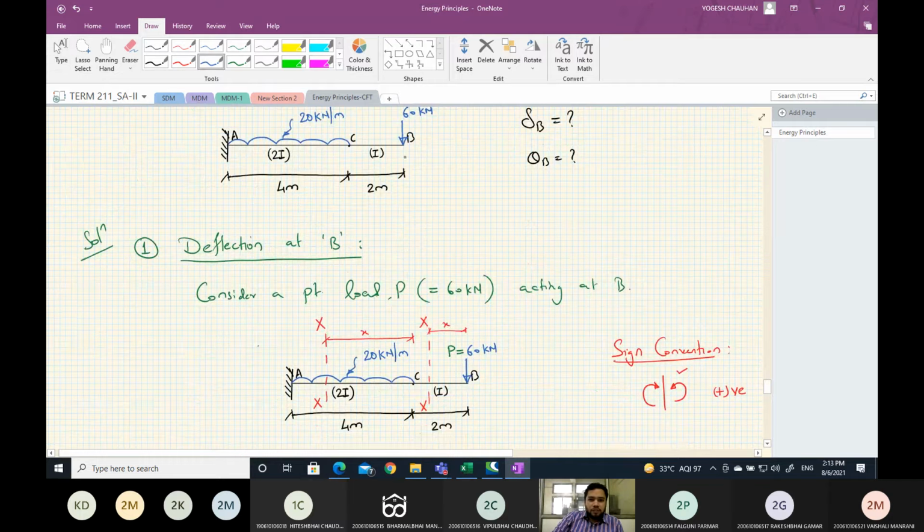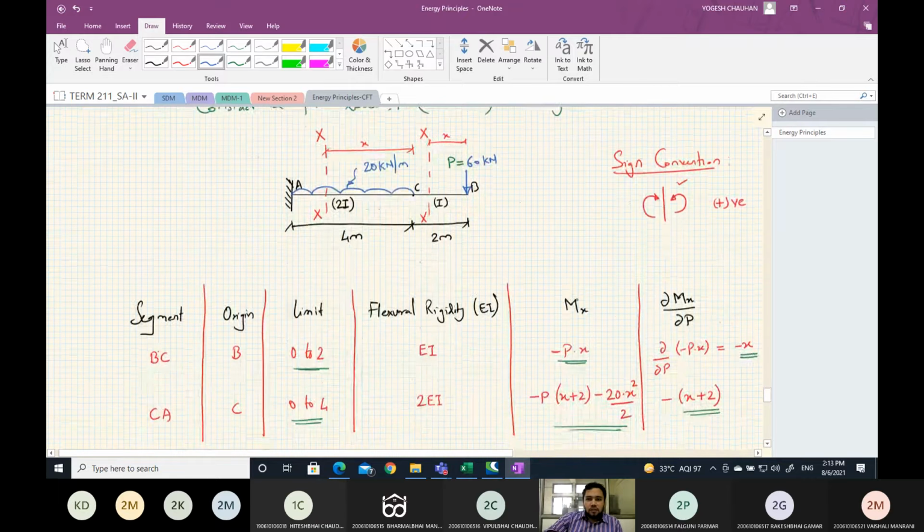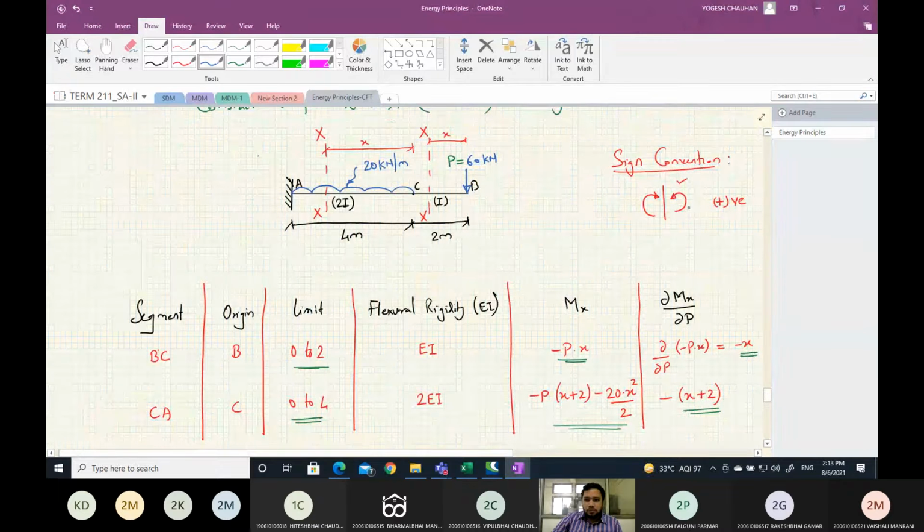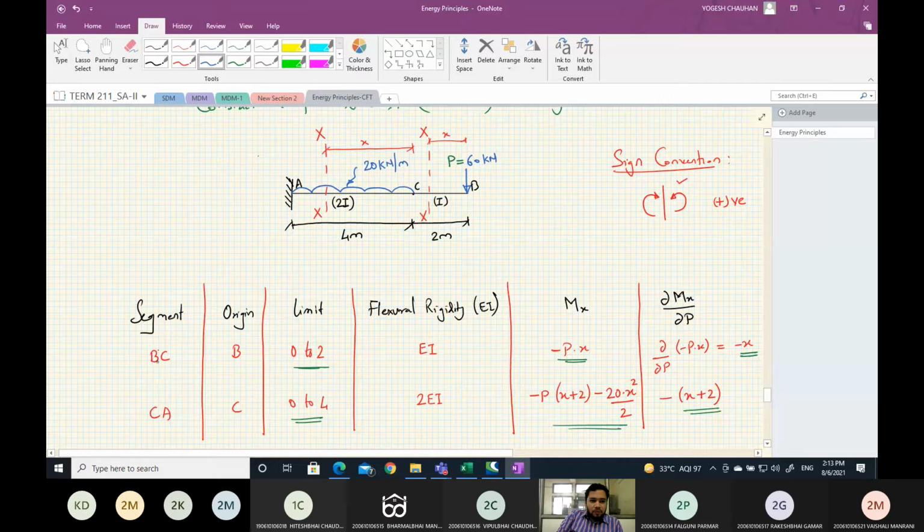To find the deflection at point B, we have to apply a load at B. But there is already a load of 60 kilonewton acting at B. So consider this load P as equal to 60 kilonewton acting at B. Then our sign convention will be sagging as positive. For cantilever sections, we will be moving from right to left. So this will be our sign convention. Now for segment BC, from B to C, the origin we consider as B. The limit will be 0 to 2. The flexural rigidity of this member is EI. The moment at any section X will be P into X.